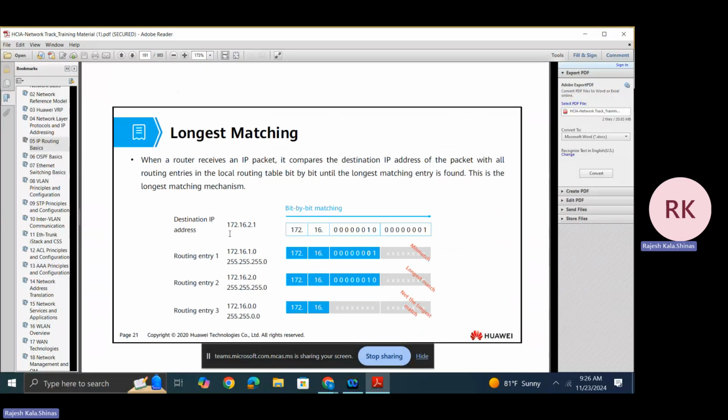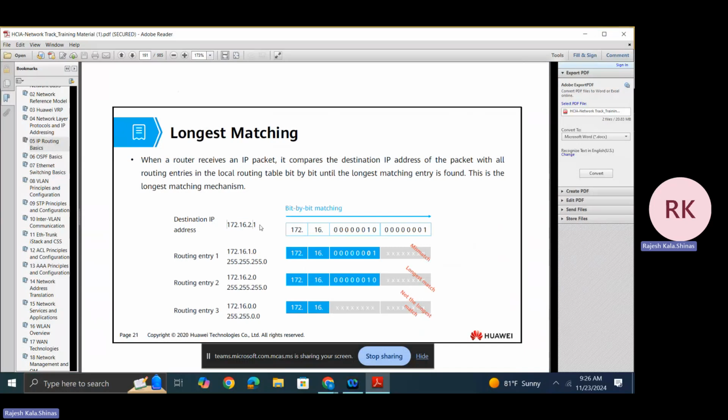See here in the example, I have my destination IP. I want to send the packet to 172.16.2.1. I have different entries in my table. One is 172.16.1.0/24. Another route is 172.16.2.0/24. Another routing entry is 172.16.0.0/16. Which route entry should I choose to send the packet to this destination?